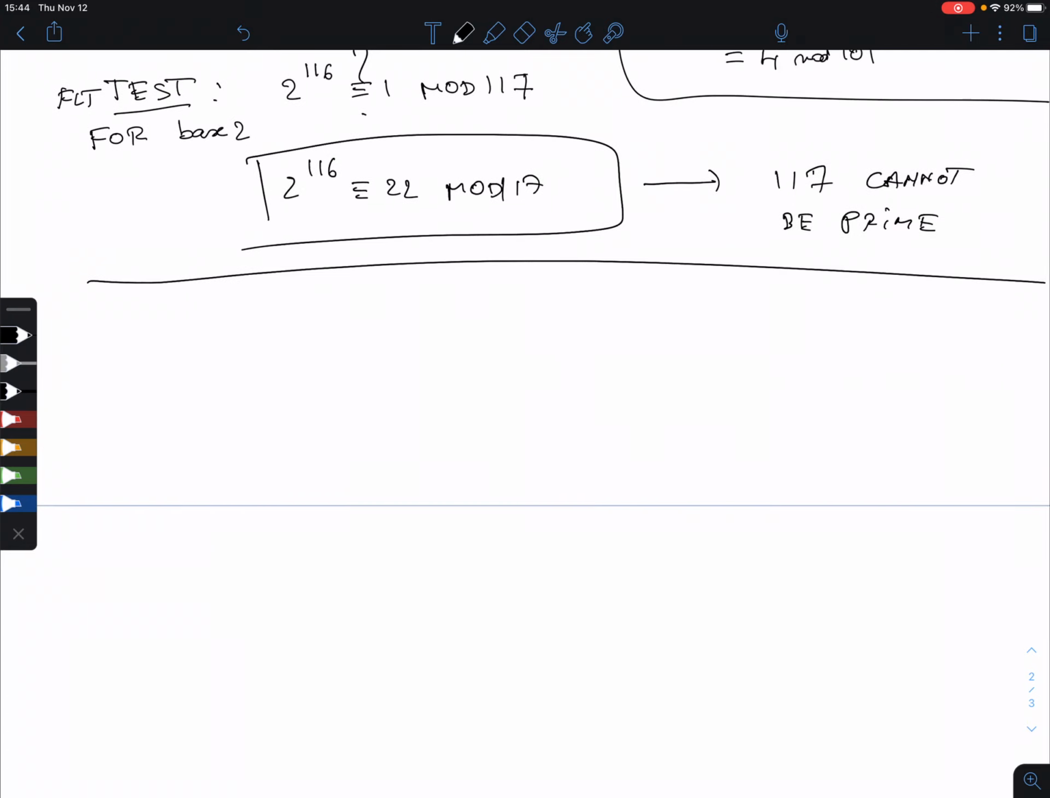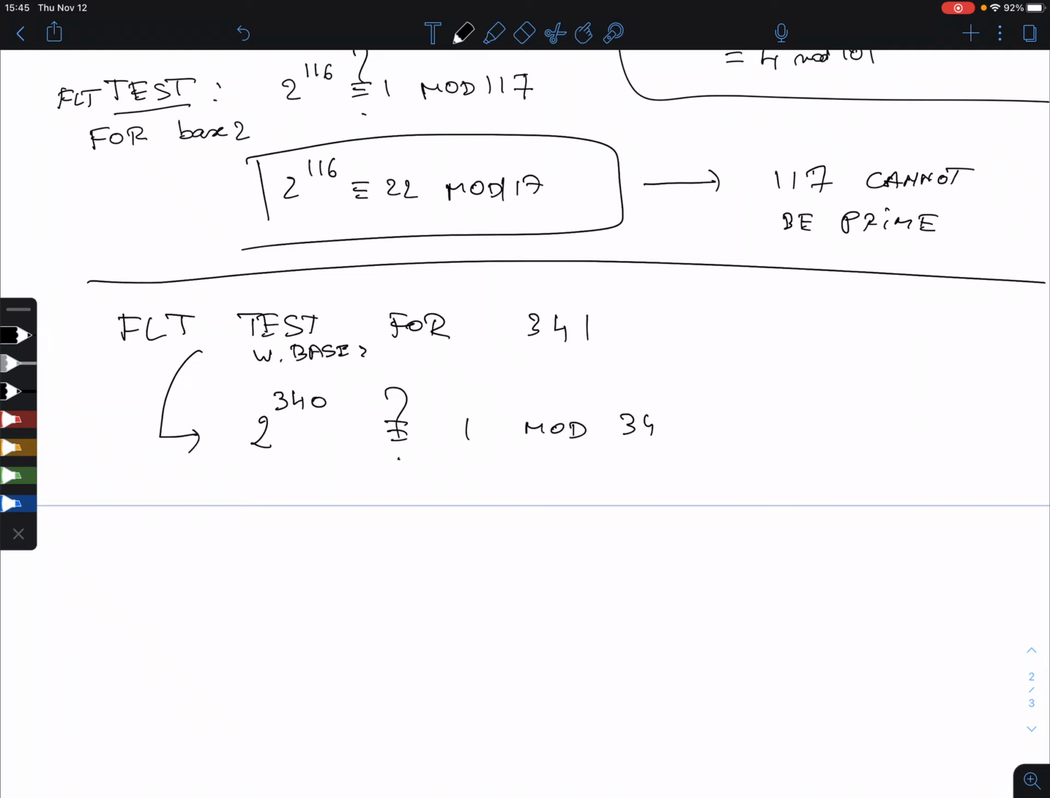So here's an example. Let's look at the FLT test for the number 341. Again, this is not a prime number. It's easy to see what the prime factorization is, but I'm not going to bother with that. I'm just going to use the test here. So the FLT test for base 2 would say, is this equal to 1 mod 341?